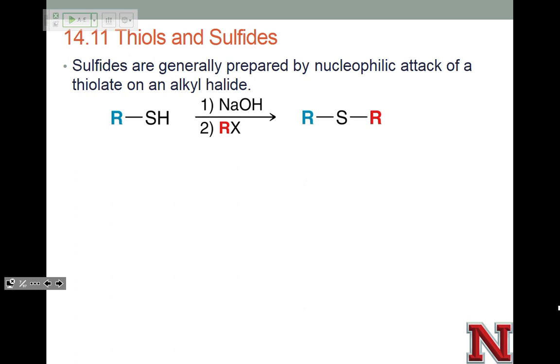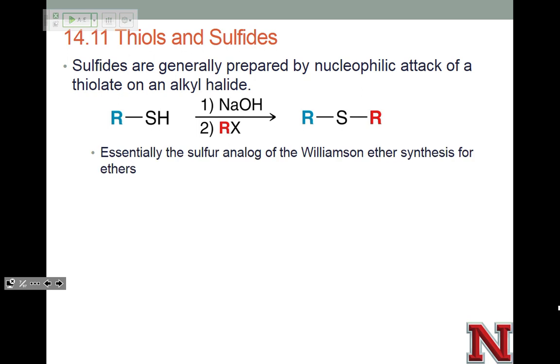So sulfides are generally prepared very similarly as we would prepare an ether, like Williamson ether synthesis. But because of the acidity of our thiol versus our alcohol, we don't need the sodium hydride. Hydroxide's fine enough because remember that equilibrium would be forward because our SH is more acidic than H2O. And then we just need an alkyl halide.